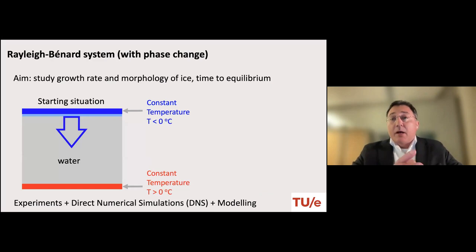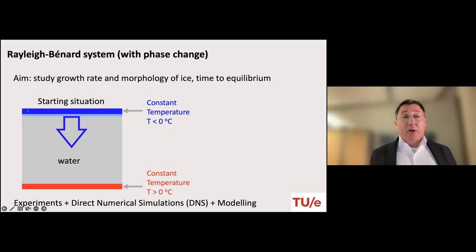Now, the setup. We make a step back, again trying to simplify as much as possible. The system is very similar to a Rayleigh-Benard system, but with phase change. So we are considering a system where you have a top wall kept at a temperature lower than 0 degrees. We consider water as a fluid, so fresh water. And then we have a bottom wall, which is typically kept at a temperature larger than 0.